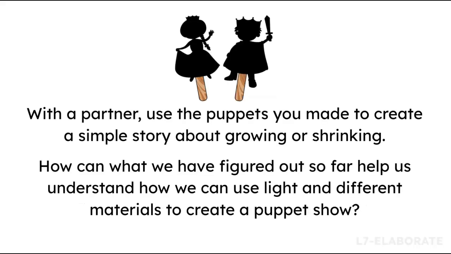You'll have students use the puppets they made in the lesson to make up a simple story about the puppet growing or shrinking. You'll ask what they have figured out so far to help them understand how they can use light and different materials to create a puppet show. This will complete the summary chart.